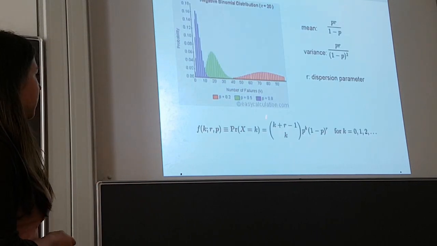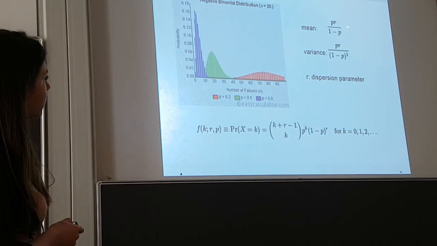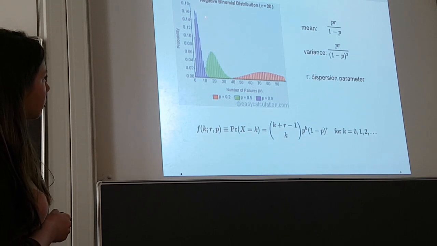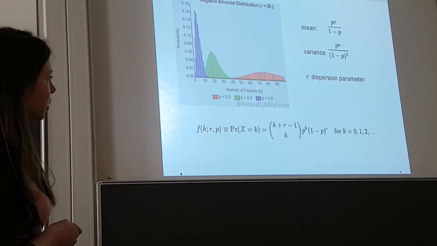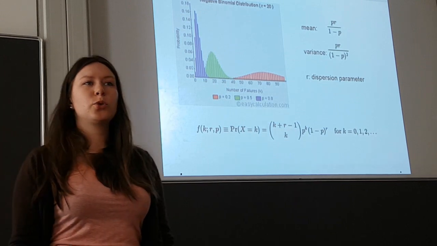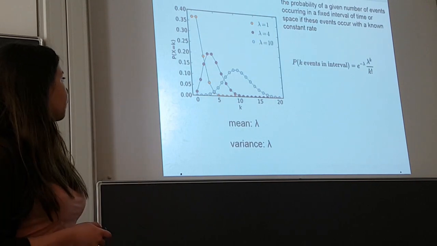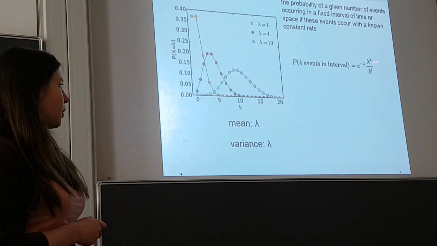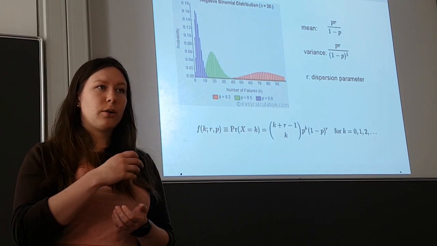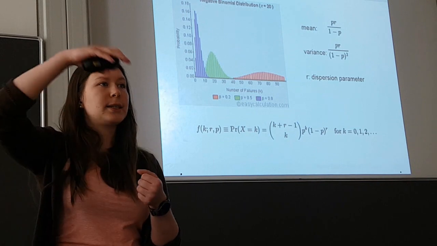So the formula is a bit more complicated than for the Poisson distribution, and this is our parameter that is a dispersion parameter. The curves look quite similar to the Poisson distribution. Sometimes the negative binomial distribution is called the Poisson gamma distribution because your rate lambda in the Poisson gamma distribution actually follows this gamma distribution. So what you add is variability in your rate.